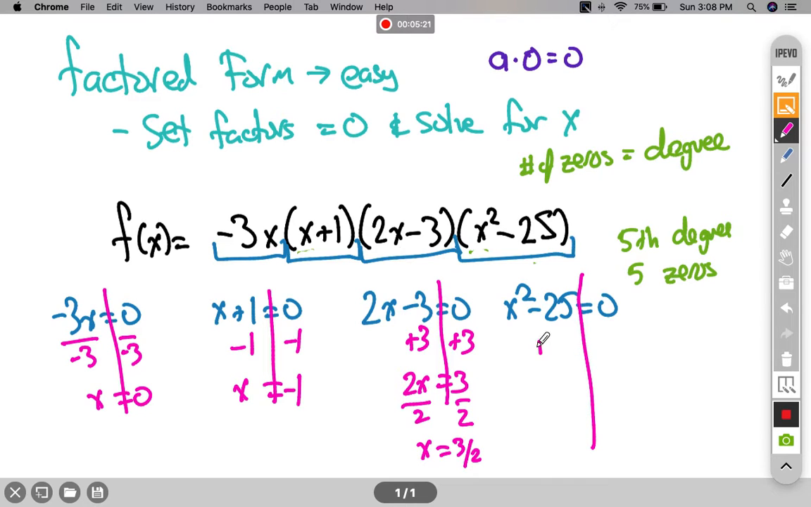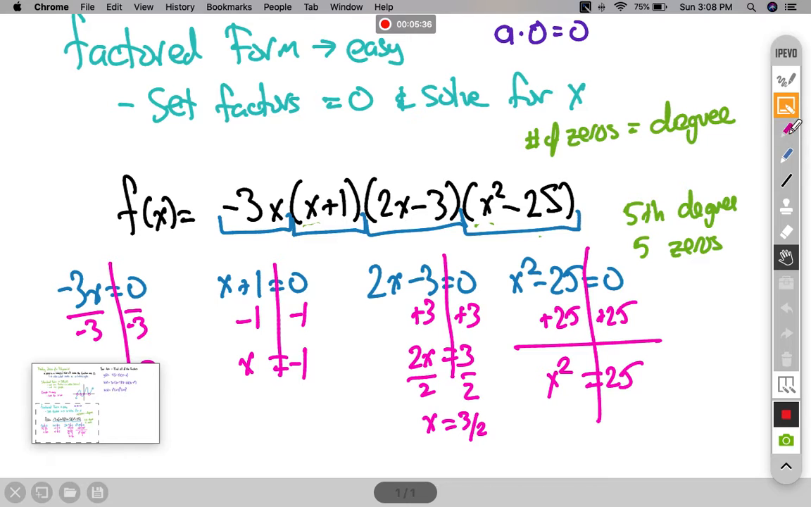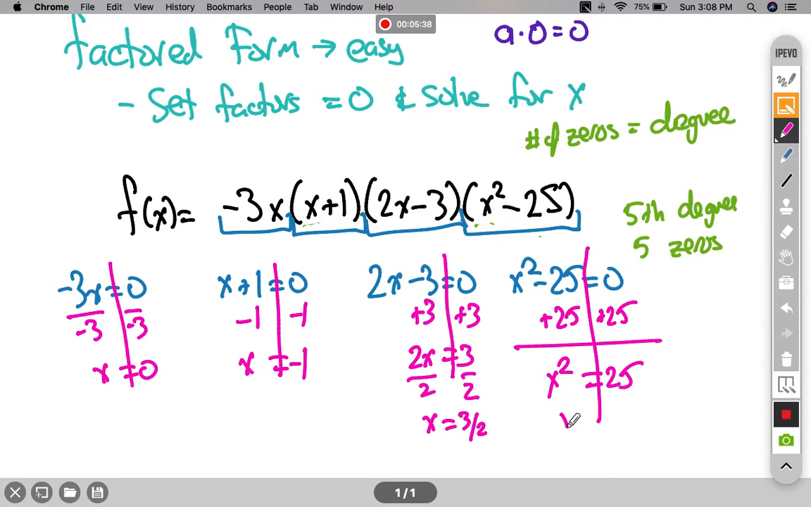This last one, I add 25. I get x squared equals 25. Almost out of room. I can do it. So x is going to equal, we got to take the square root of 25. But remember, when you undo a square with the square root, there's 2 possibilities.